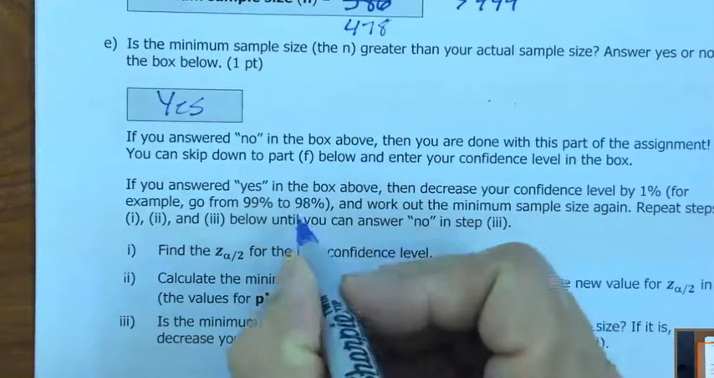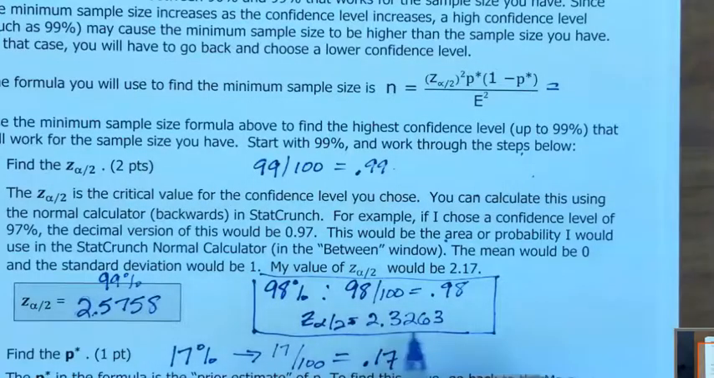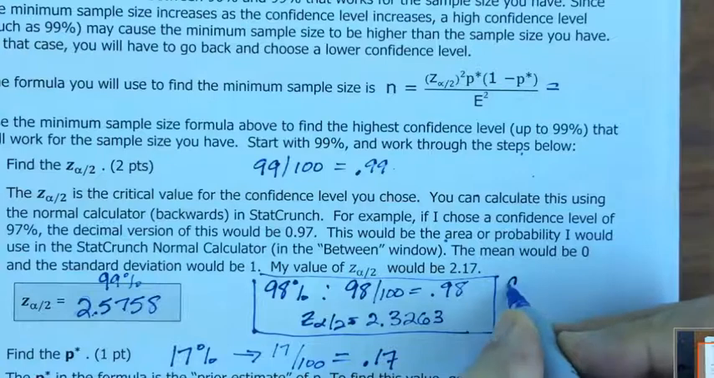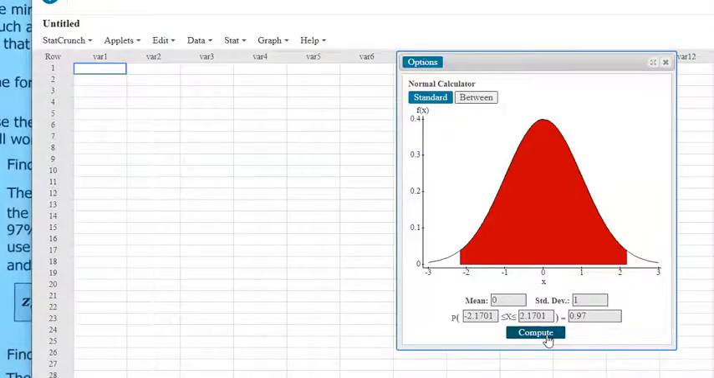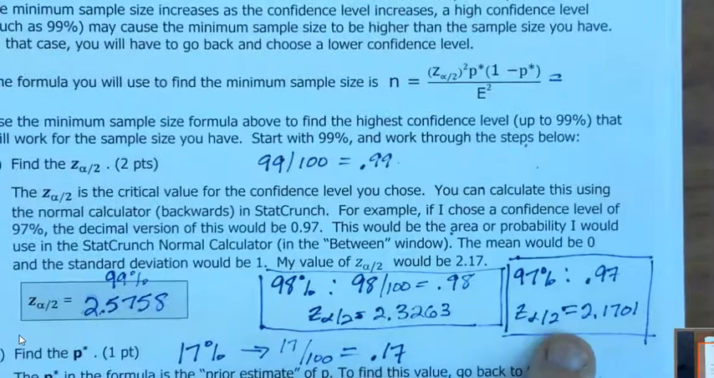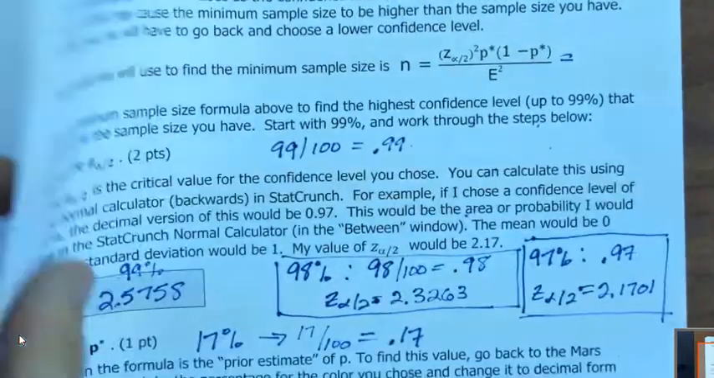So now I was at 98%. I'm going to go down by 1 percentage point down to 97% and recalculate. Again, the only thing that's going to change is my critical value. So now I'm doing this for 97%. That means for my critical value, I get 2.1701. There's my new critical value. So I'm going to go back and recalculate my formula one more time.